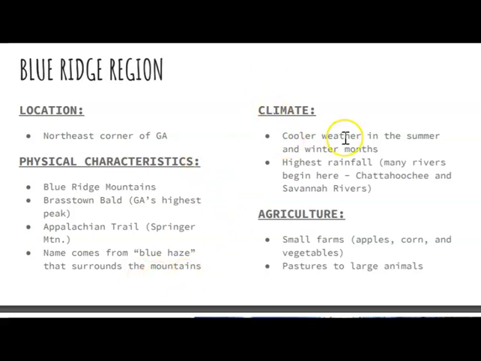Its climate has cooler weather in the summer and winter months. It has the highest rainfall, and many rivers begin here, the Chattahoochee and Savannah rivers. And for agriculture, small farms, so we have apples, corn, and vegetables, and pastures for large animals.